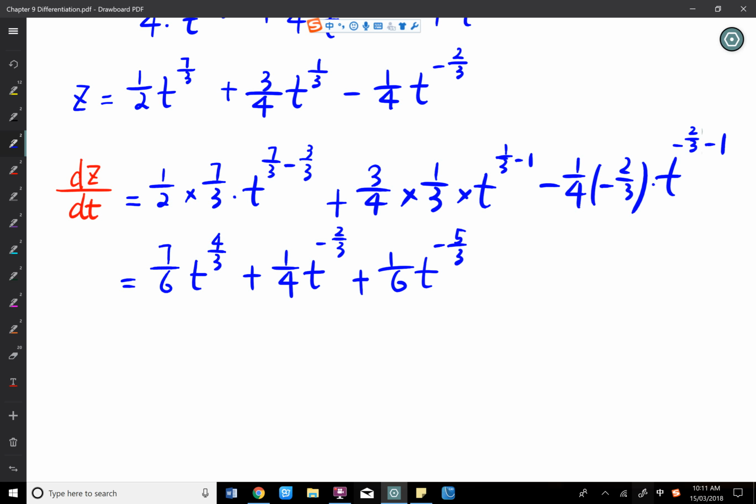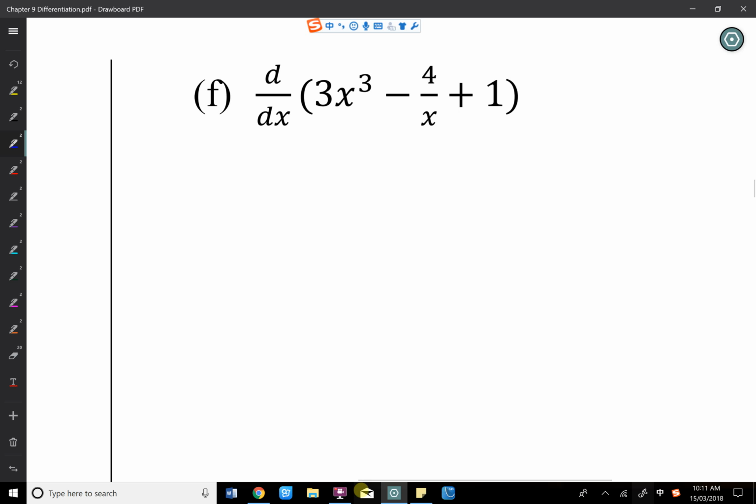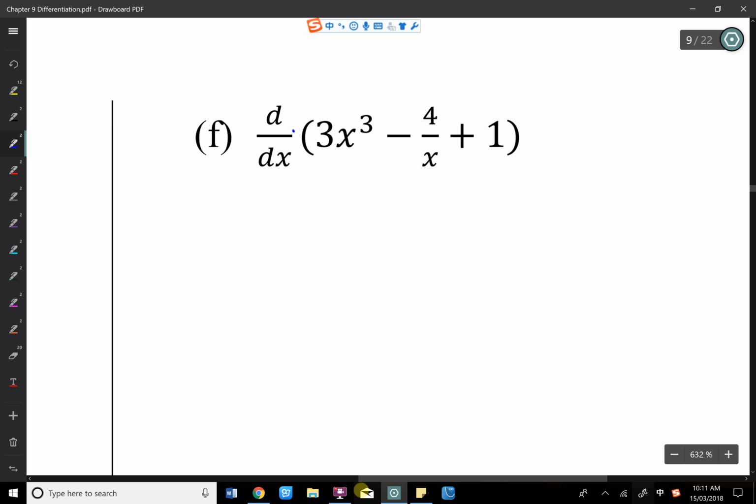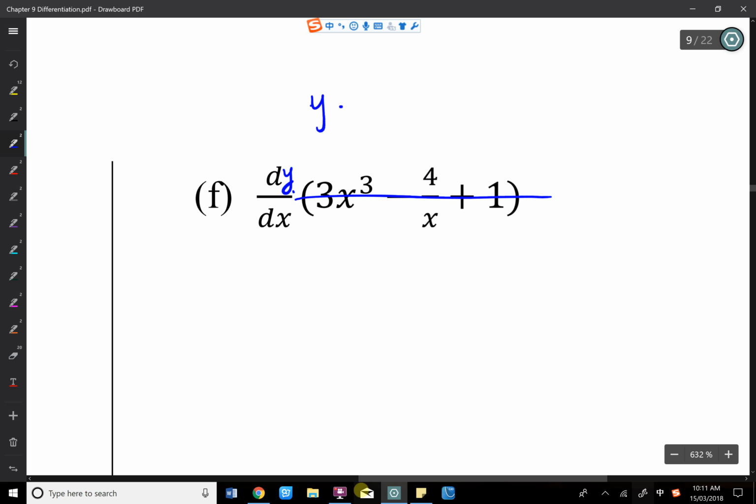Okay, so the thing is how we can separate that. Okay, the next one's notation is interesting. This notation is, well, if I cross that, I'll say that's y. And then y equals 3x cubed minus 4 over x plus 1. That will be the same.